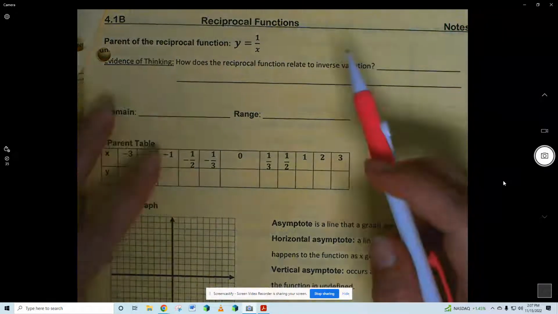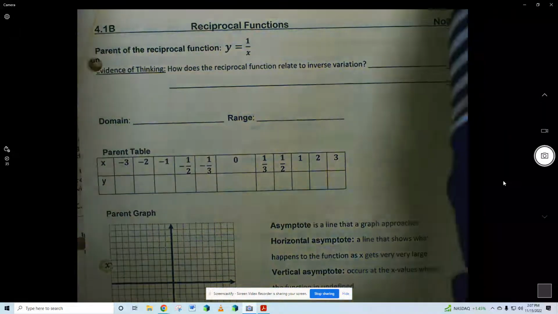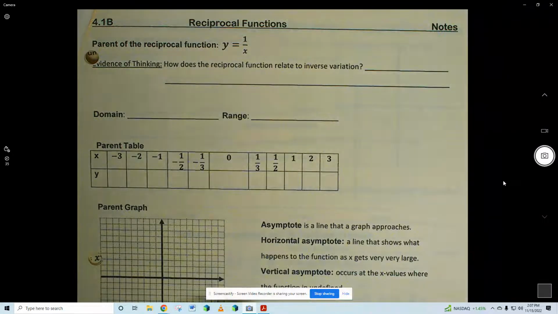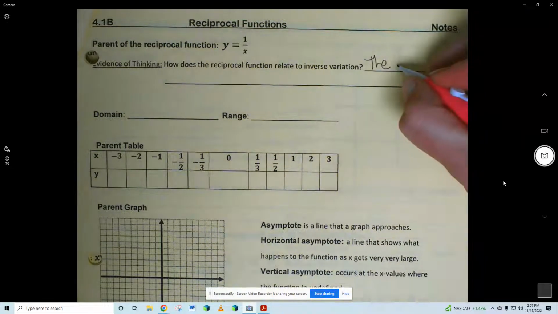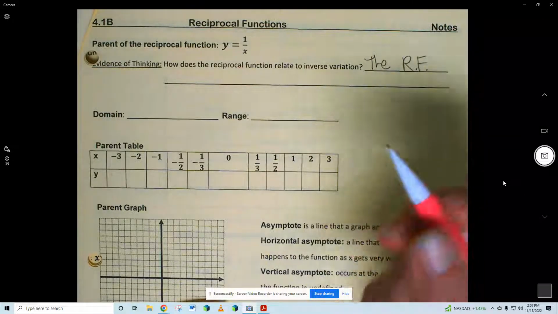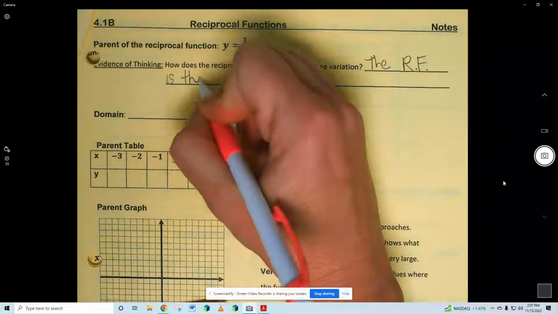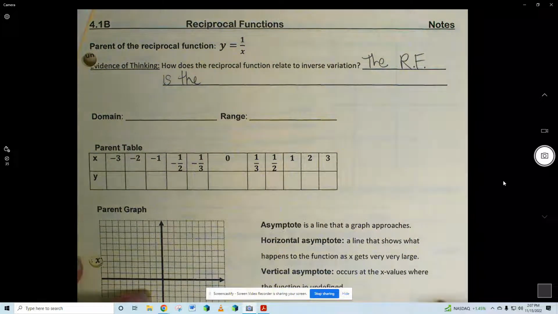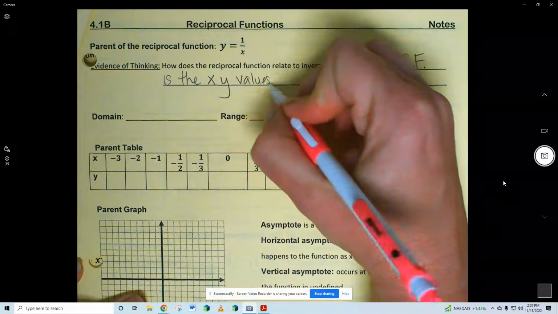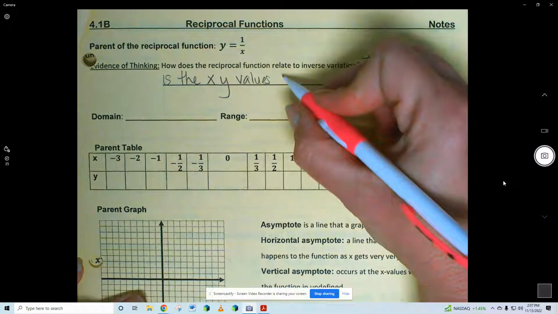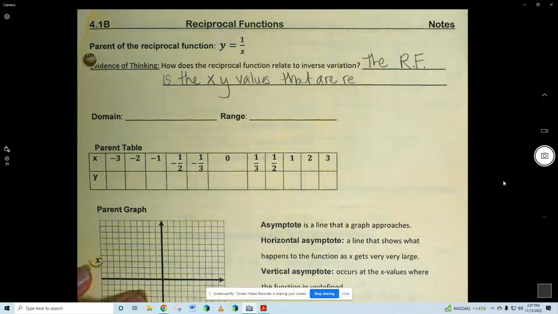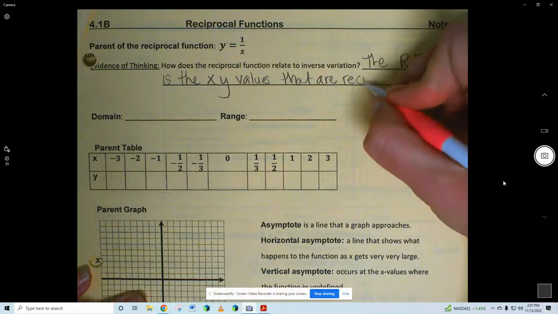How does the reciprocal function relate to inverse variation? I'll just put RF just to save time. The reciprocal function is the xy values that are reciprocals.